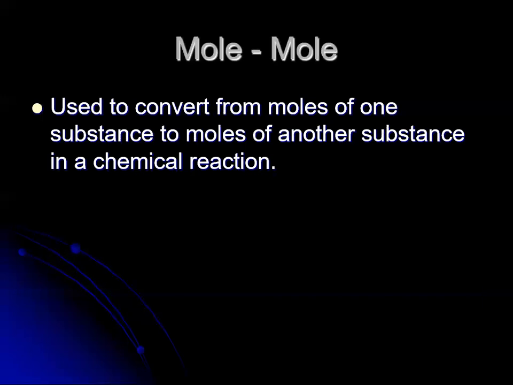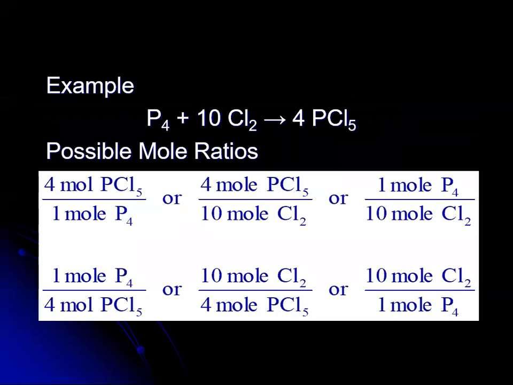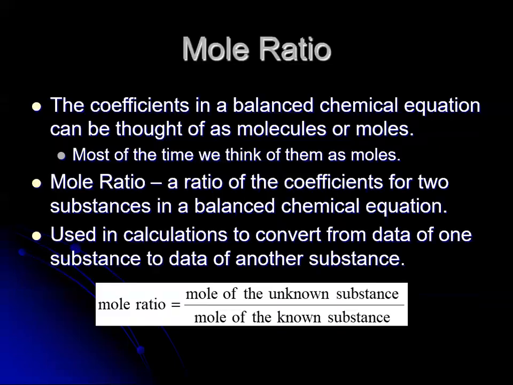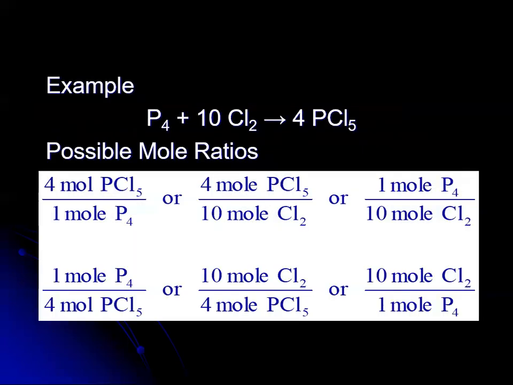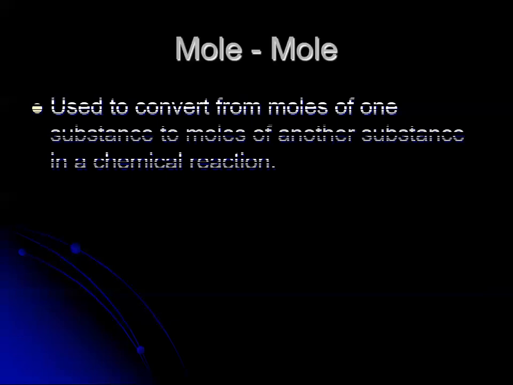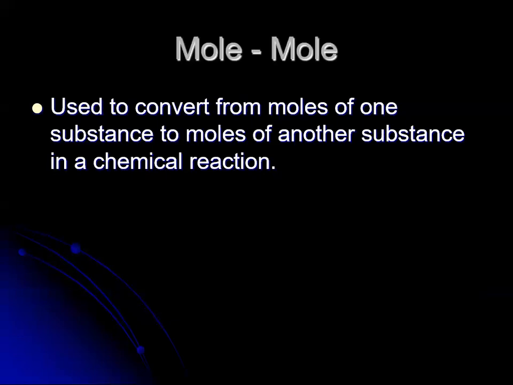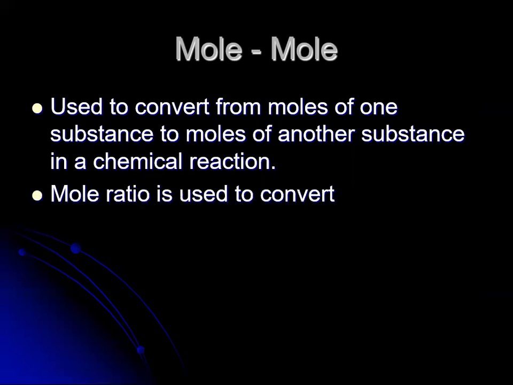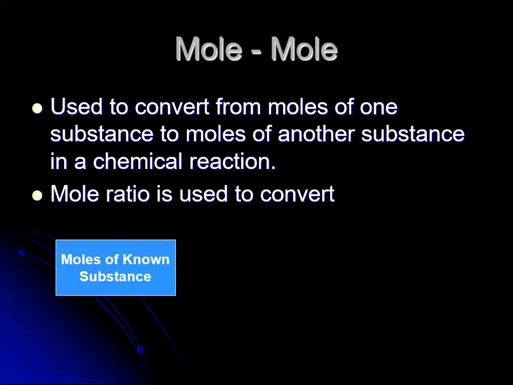Mole to mole is used to convert from moles of one substance to moles of another substance. We use 2 words to describe things, the same as with the mole ratio: the known substance and the unknown substance. The known substance is the substance that you start with. The unknown is the substance that you're going to. The mole ratio is used to convert from mole to mole.